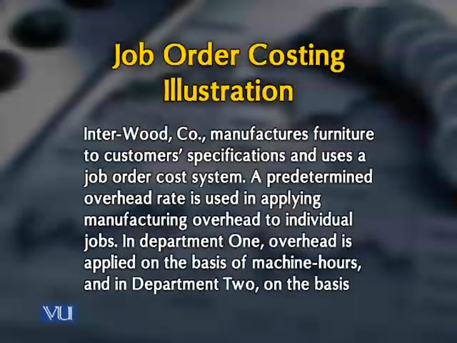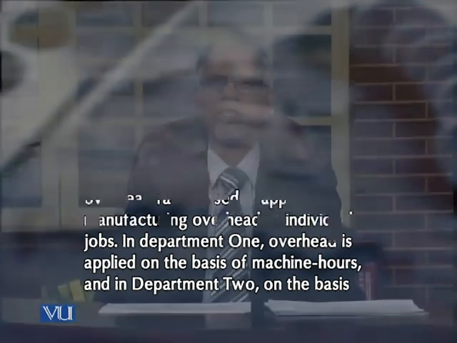Now let's go to an illustration. A company known as Interwood manufactures furniture to customer specification and uses a job order cost system. A predetermined overhead rate is used in applying manufacturing overheads to individual jobs. It's clear that for each job we have to work out how much overhead is to be allocated, because sometimes we are working on many jobs at a time, so we need to work out a rate which is applicable to each job.